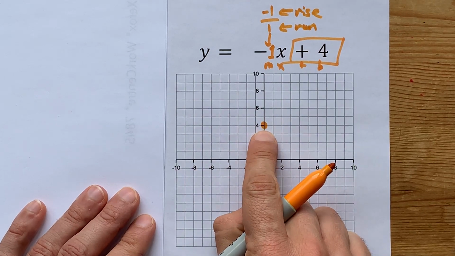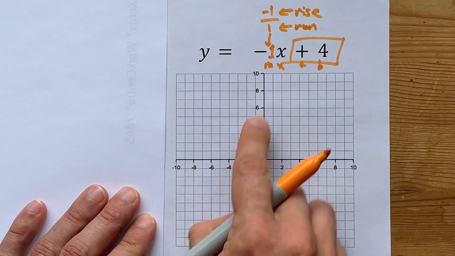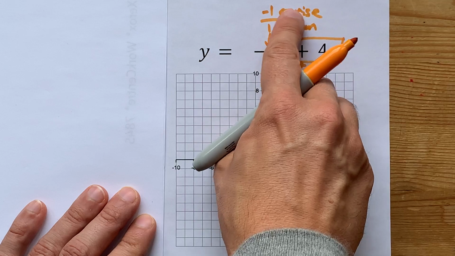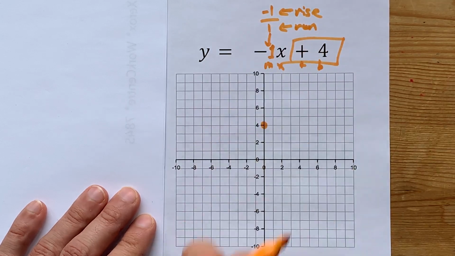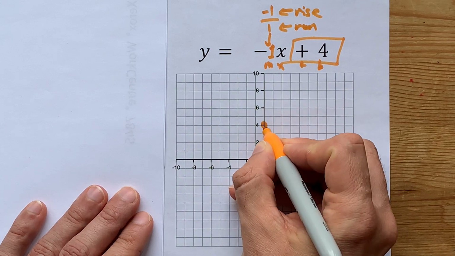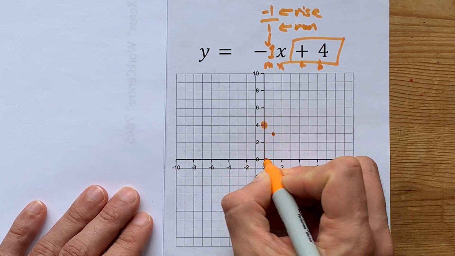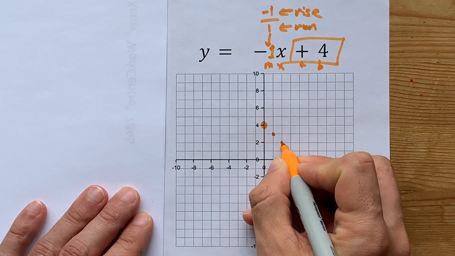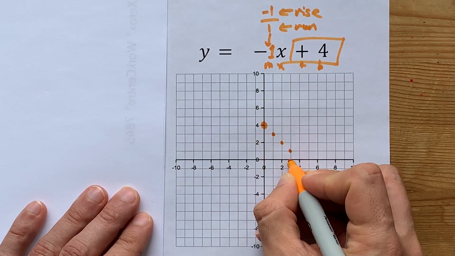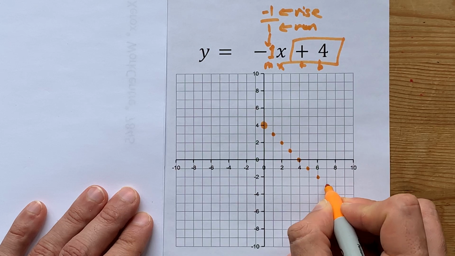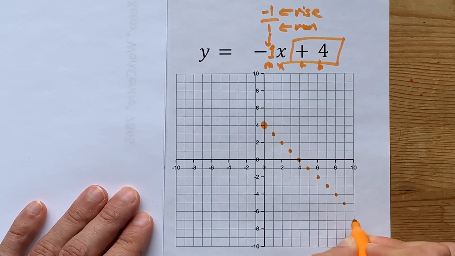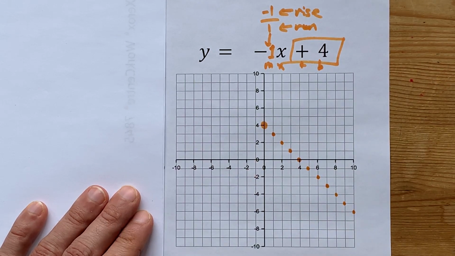So from this point, the y-intercept that you came up with, I want you to go down 1, see a negative rise, down 1. And I want you to go to the right by 1 as well. So from here, down 1, right 1. Down 1, right 1. I'm going to continue until I'm out of space on my grid.